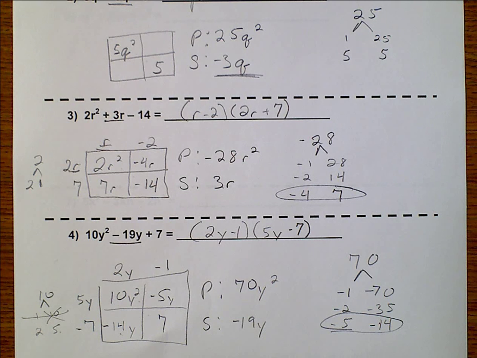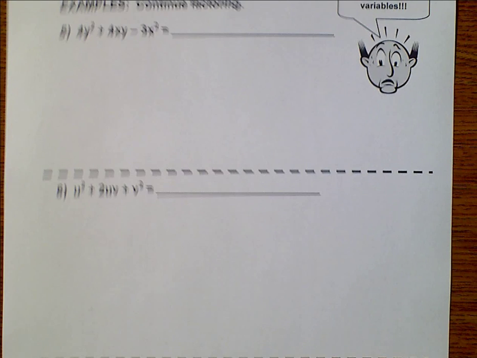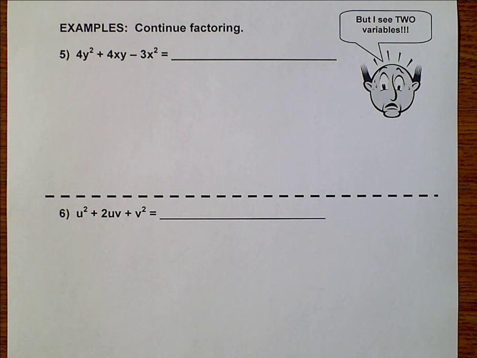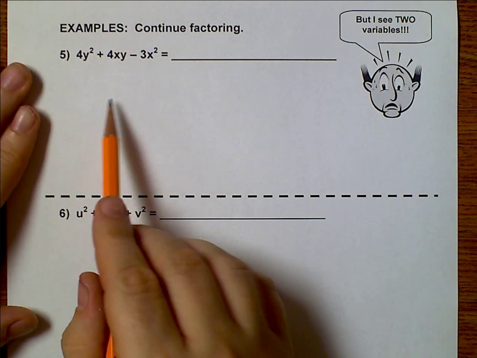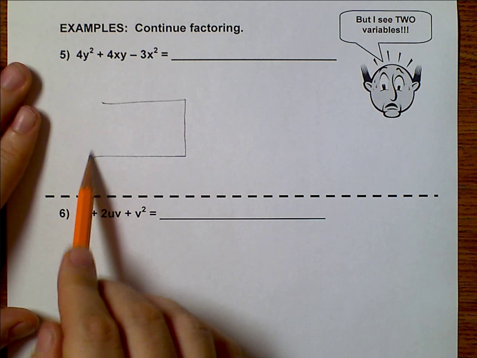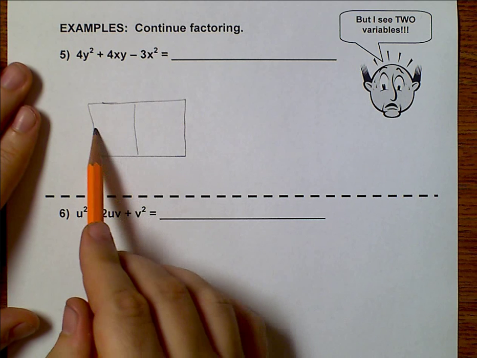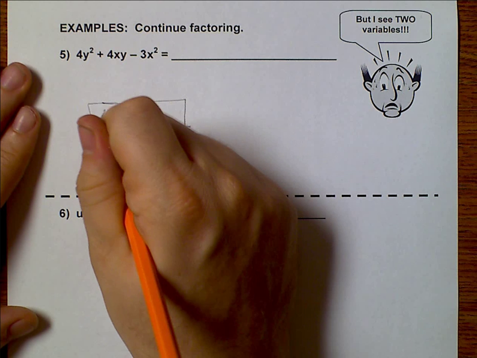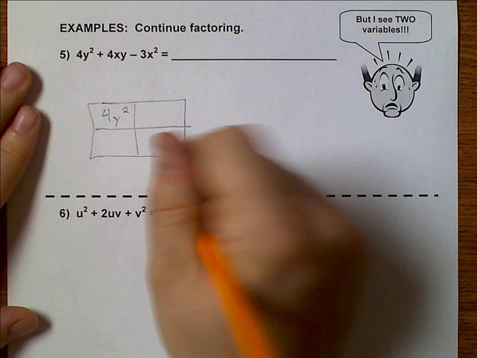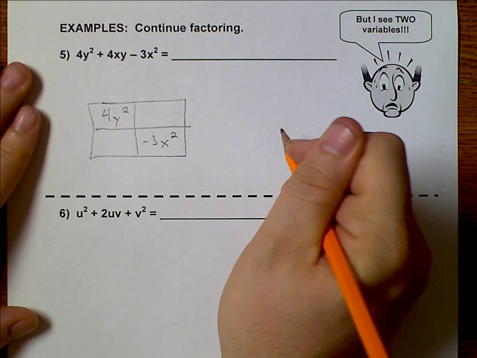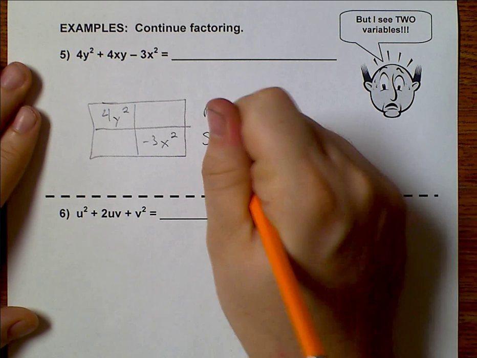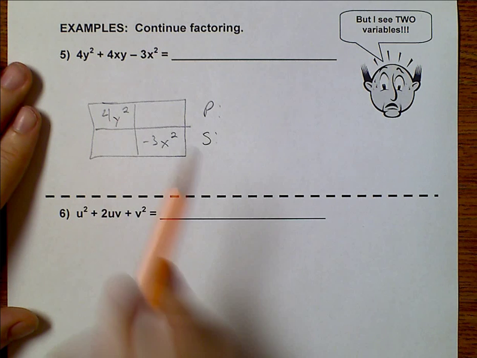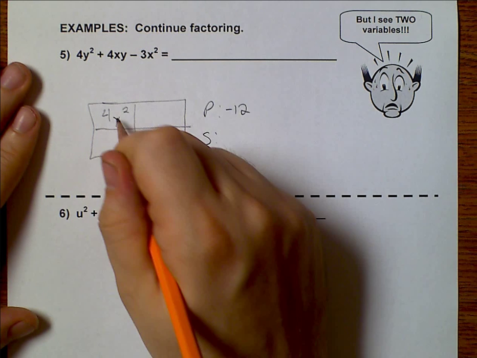Just practice on using the box method to solve problems. And here we've got a new example, and like the scared guy is saying, we have two variables. We're still going to work it the same way. I'm going to draw a box, and this time I might make my box a little bit longer because I've got more to fit in here. That's 4y squared, negative 3x squared, and my product and sum. Well, 4 times negative 3 is a negative 12, y squared, x squared.